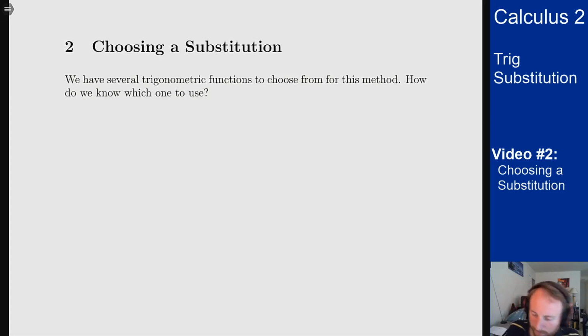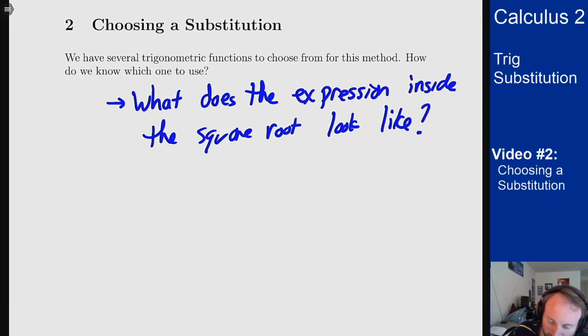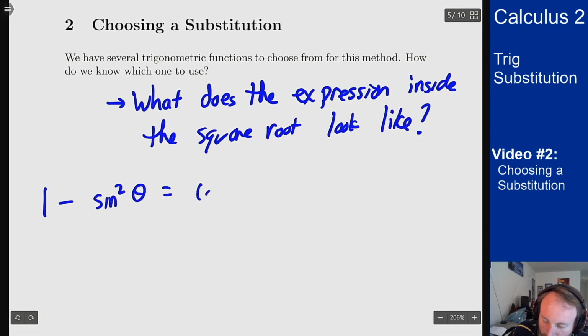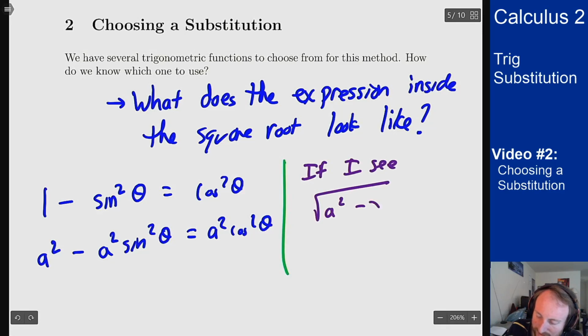Well, the way you know what to use is what does the expression look like inside of your square root or complicated expression? And the thing you want to take advantage of here is how our trigonometric functions behave based on the Pythagorean identities. So the basic idea is, since we know that 1 minus sine squared theta is cosine squared theta, or more generally, a squared minus a squared sine squared theta equals a squared cosine squared theta, what this tells me is if I see square root a squared minus x squared, I should plug in x equals a sine of theta.